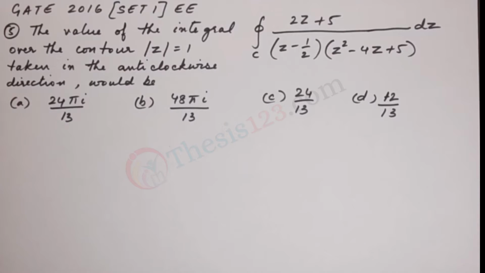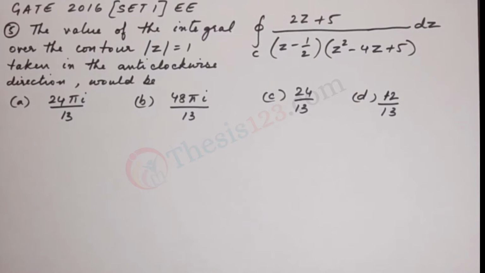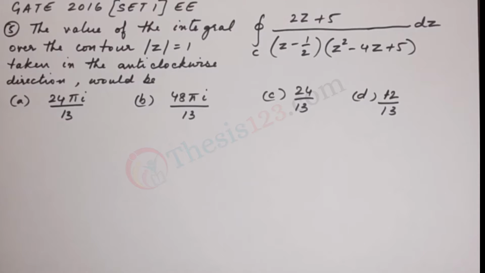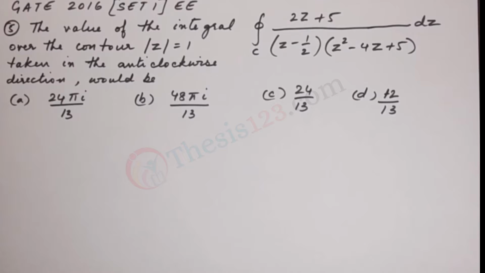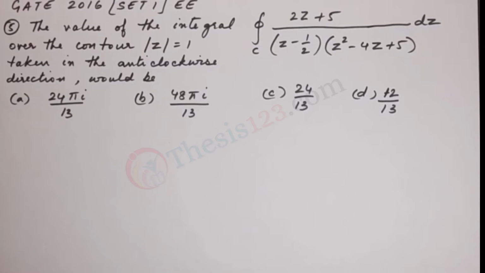This is the fifth video. The value of the closed integral of (2z plus 5) divided by (z minus 1 by 2) times (z square minus 4z plus 5) dz over the contour mod z is equal to 1 taken in the anti-clockwise direction.